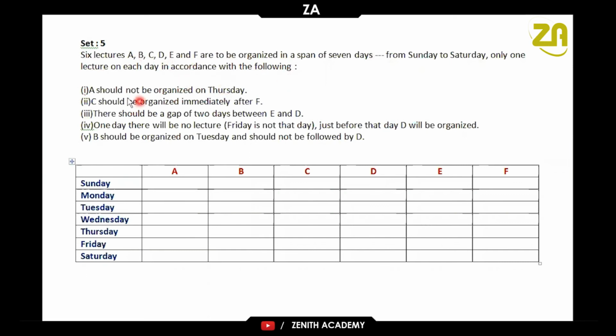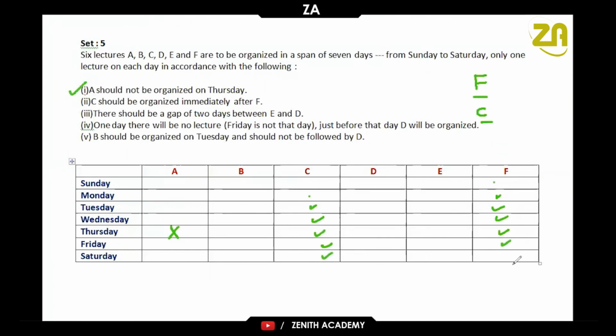Now see the conditions. Lecture A should not be organized on Thursday. It is direct information, so cancel this out. Lecture C should be organized immediately after F. So if F is here, then C is here. F here, then C here. F, C, F, C, F, C. Means various possibilities are there.